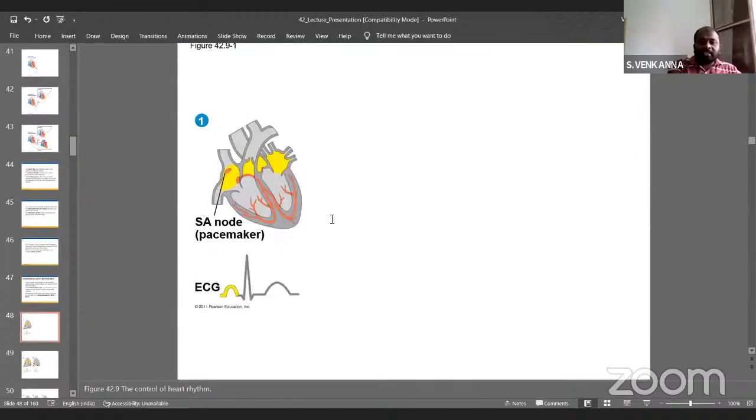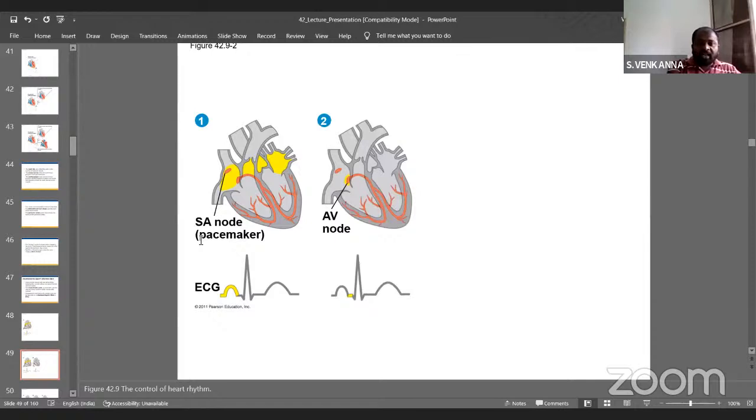Next, observe the recorded electrocardiogram. This yellow color is the SA node, the pacemaker. The next one, second, observe the AV node. Here is the AV node, also a pacemaker. The color appears here.